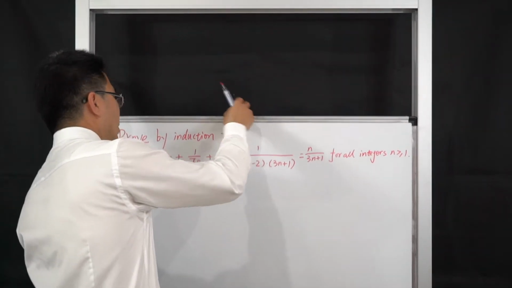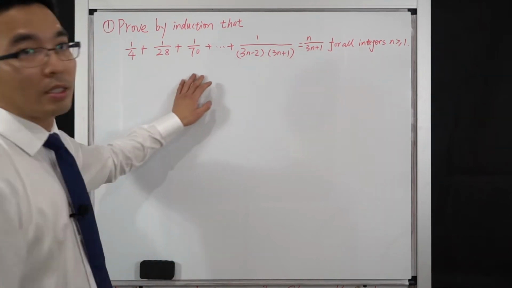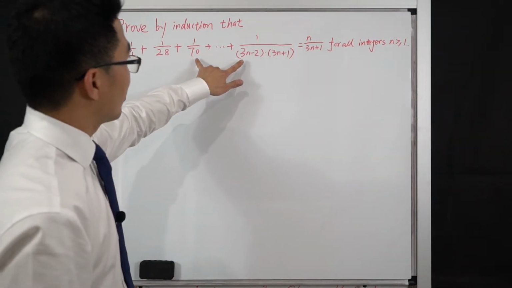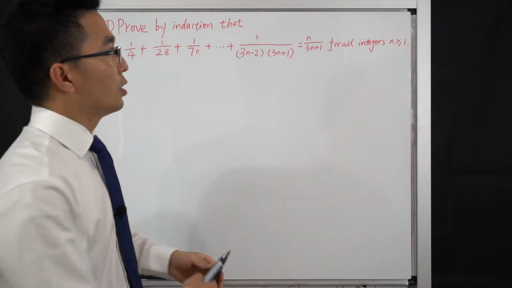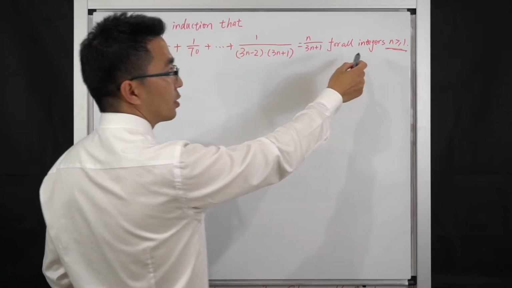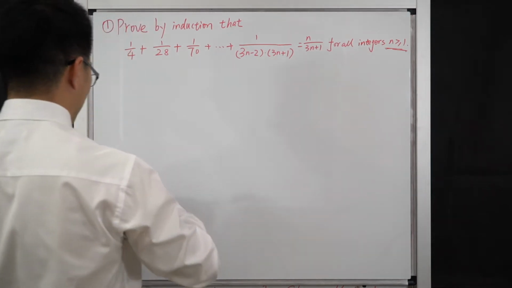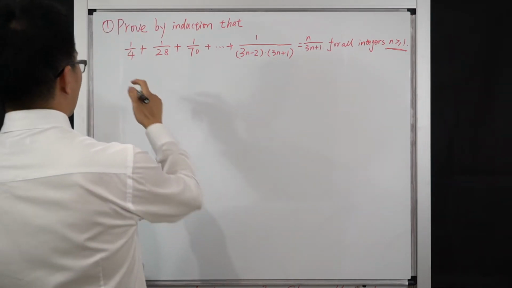The first question I chose for this chapter is about a series. So we want to prove the series from one side to a function on the other side. Okay. So here is the condition for n. n is an integer, for all integers greater than or equal to 1. Okay? So let's go to the first step. We choose the smallest number, when n equal to 1.